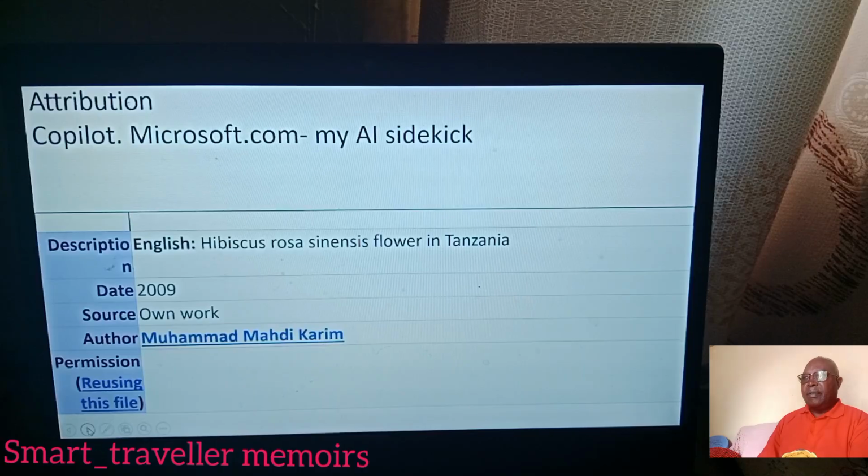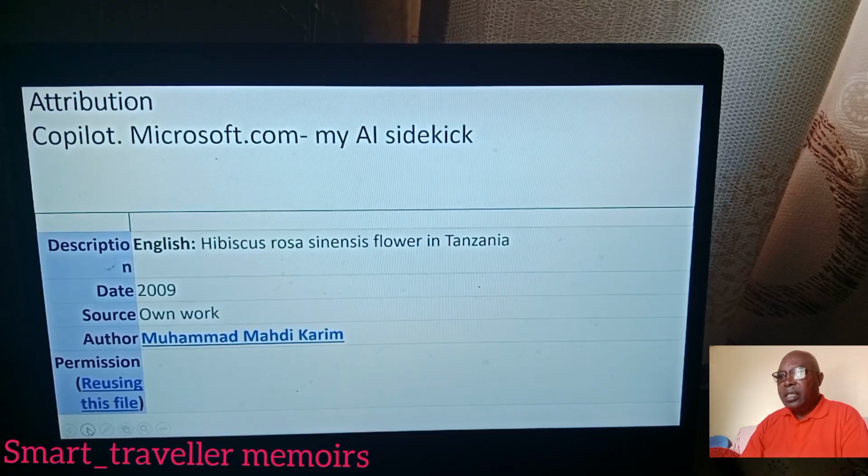I'll first give my attribution to Copilot, Microsoft.com, my AI sidekick. I use it sometimes. Sometimes I use ChatGPT. And also attribution to a man known as Muhammad Mahdi Karim, who has given permission for using the file on Hibiscus rosa-sinensis flower, which was done in Tanzania in 2009, his own work.